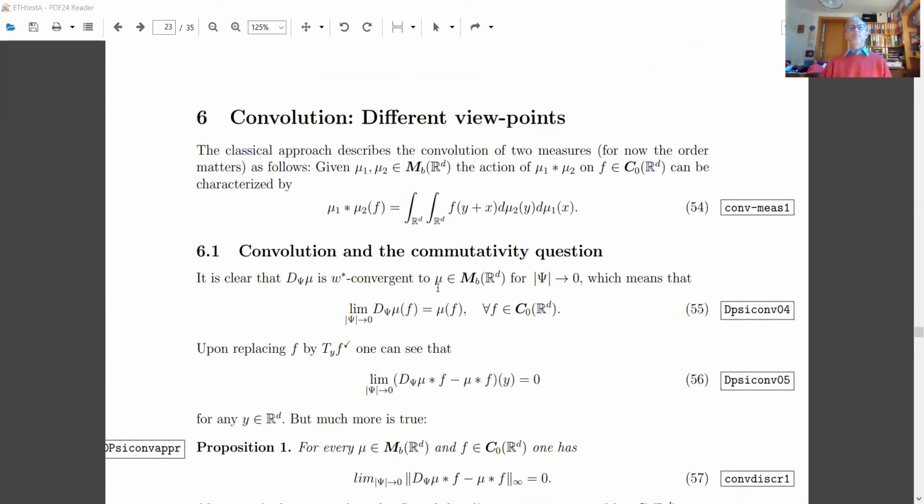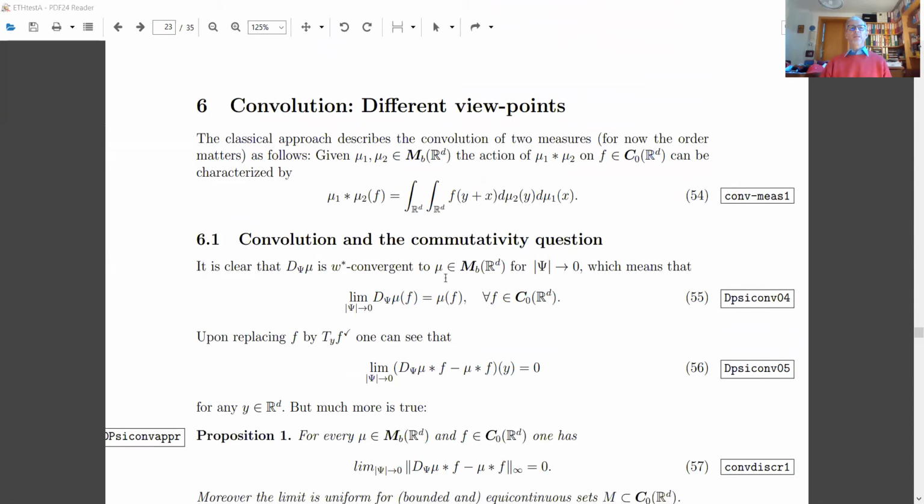Now, I would like to tell you many different things, in the sense of many different ways of describing convolution. It was one of my PhD students who was reading an early version of the script and said, well, in the books I find this formula 54, mu1 convolved with mu2 at f is just a double integral. So if you have a measure, you can form the product measure or the iterated measure according to Fubini, and you apply it to f of y plus x.